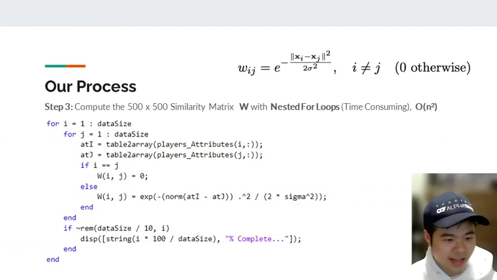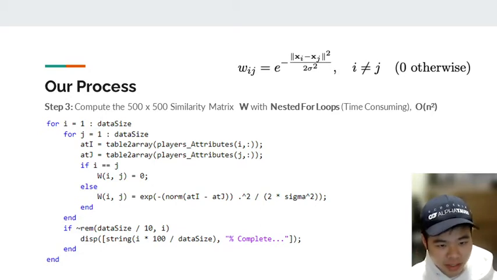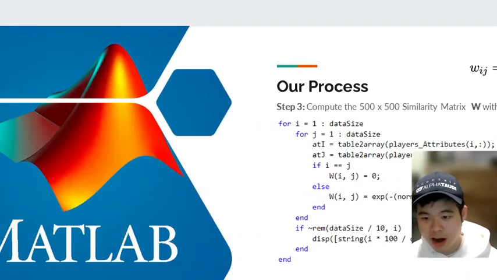Moving on, in step 3, we calculate our similarity matrix with nested for loops to go through each row and each column using the formula shown on the top right corner. This step is a bit time-consuming. However, we do this to save time for the k-means clustering algorithm in later parts, since we only need to deal with a significantly smaller matrix in the later part.